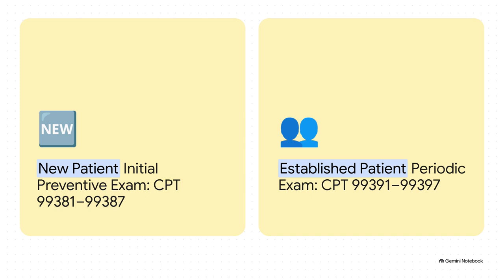That means the patient hasn't received any professional services from you or your same specialty group in the past 3 years. On the flip side, we have the periodic preventative exam codes, running from 99391 to 99397, and these are for your established patients. Both of these sets require a comprehensive, age-appropriate history and physical exam, along with developmental guidance and risk factor reduction counseling.